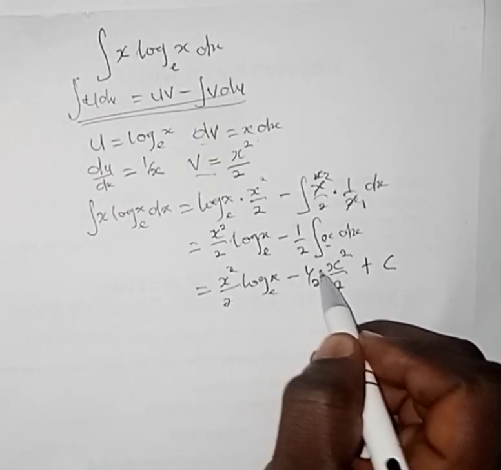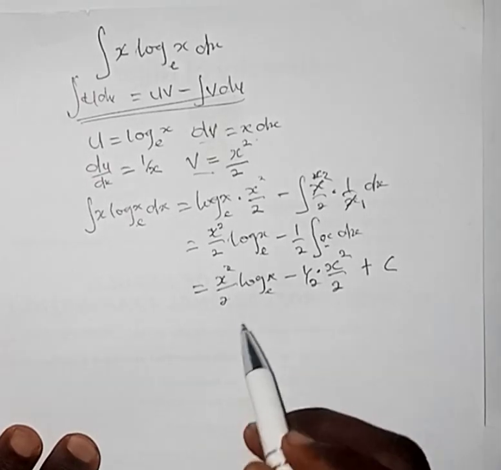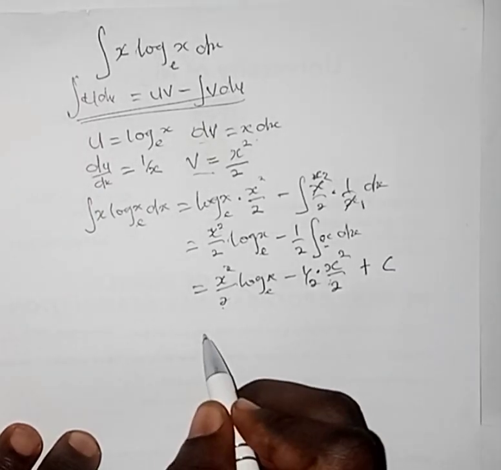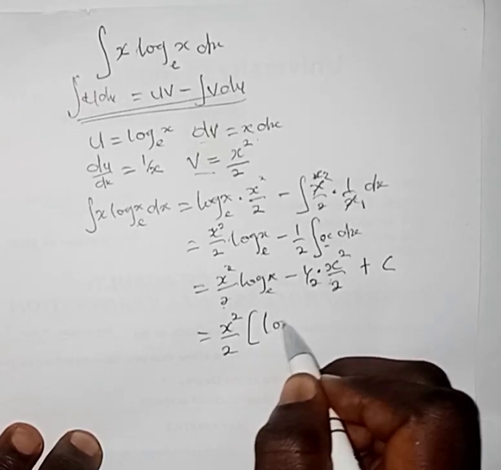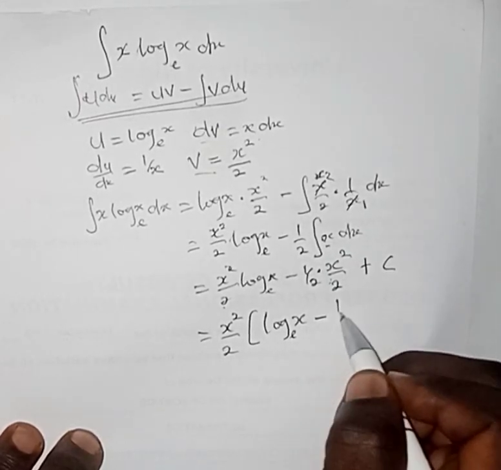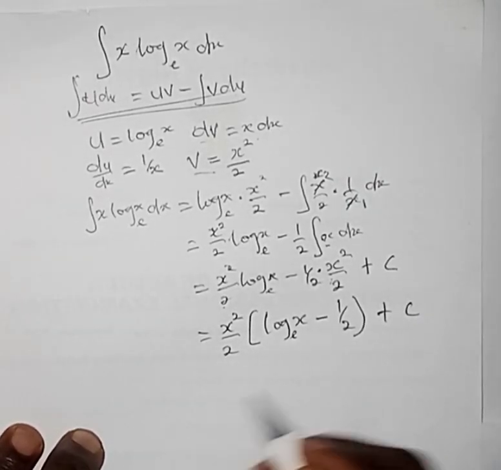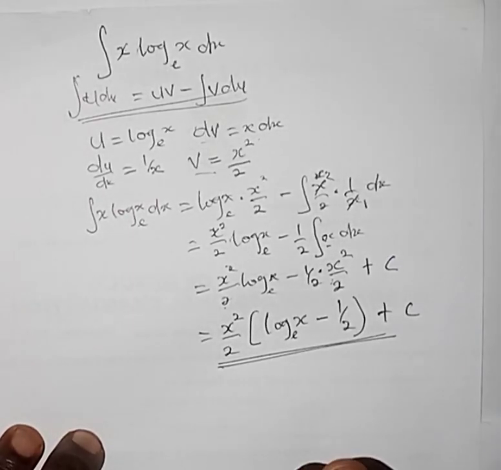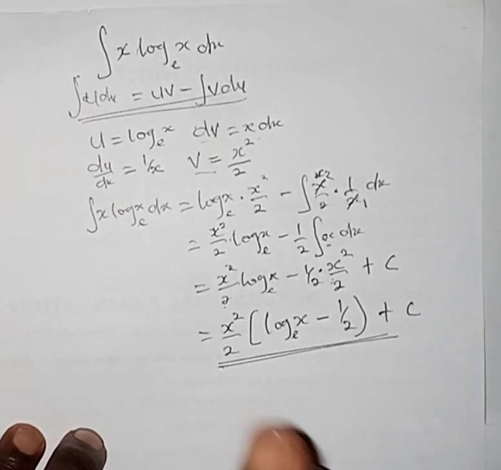So if you see, of course 1 over 2 is also multiplying that answer for the integral. So you can see that x raised to power 2 divided by 2 is actually common on both sides. So what I'm going to do is just to factorize. If I do that, I'll factorize x squared divided by 2, and then I'm going to be having log x base e minus 1 over 2 to be my answer. And of course I will also attach my constant of integration. So that is going to be our final answer for this, except if you actually want to simplify further, but I guess that is how far we can actually go for this question.